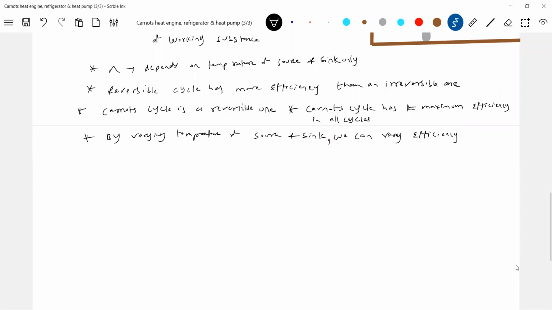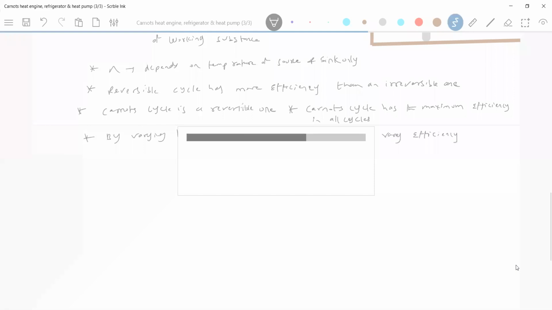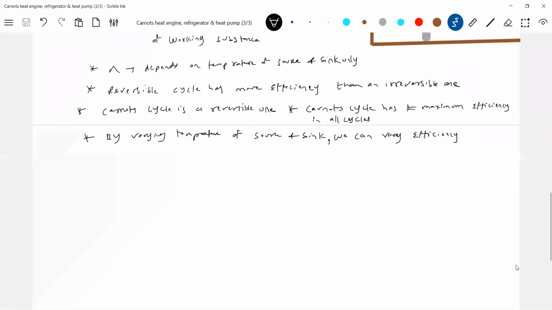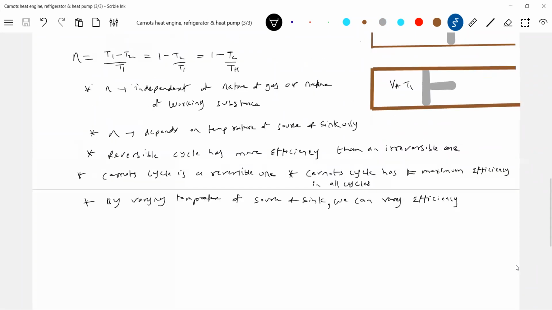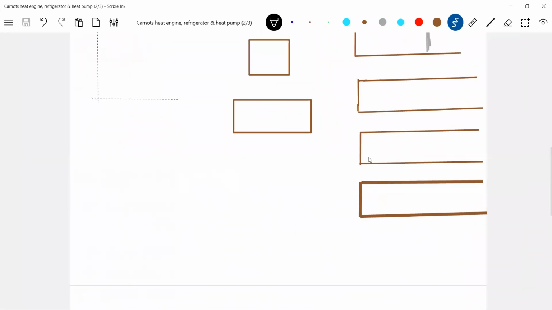We did so many problems, and the efficiency was fixed there, but here I can control the efficiency by varying the temperature of the source and sink. There's an advantage because I want control over the physical parameters. That's why the Carnot heat engine is preferred. Temperature of hot body, temperature of cold body. So these are the things. Just see once, all. If you have any doubts, you can clarify.